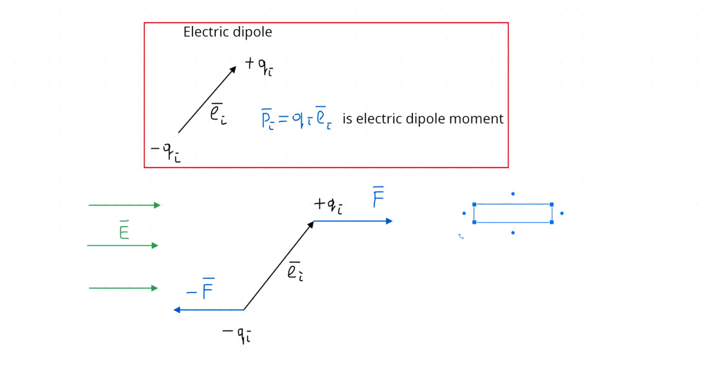Polarization density. It is vector P. Polarization density is equal to the sum of dipole moments inside volume delta V, divided by this volume delta V.